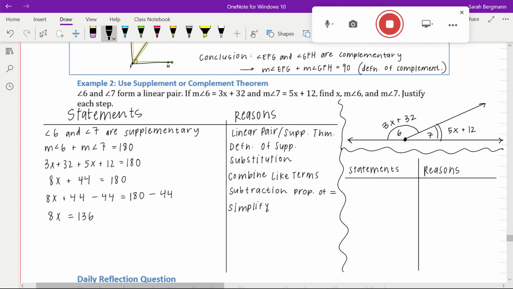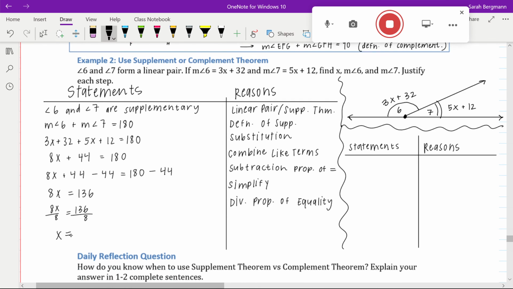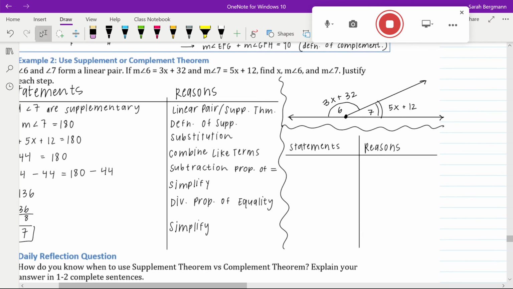Now to get x by itself, I need to divide by 8 on both sides. This is called the division property of equality, which I can simplify to x equals 17. I found the value of x. Now I also need to find the measure of angle 6 and the measure of angle 7. So I'll have to substitute it back in.